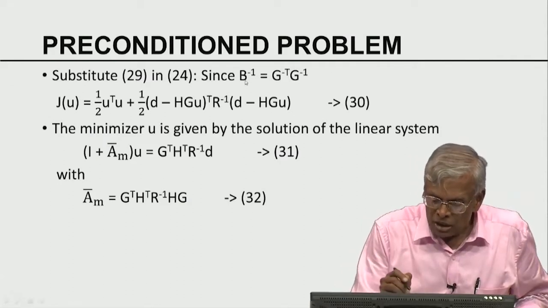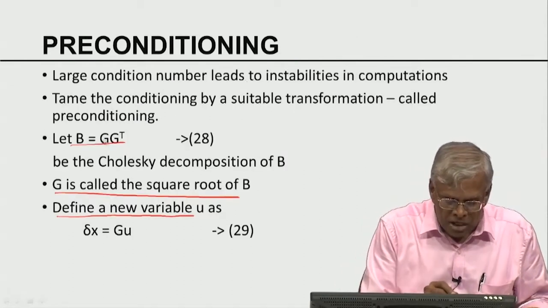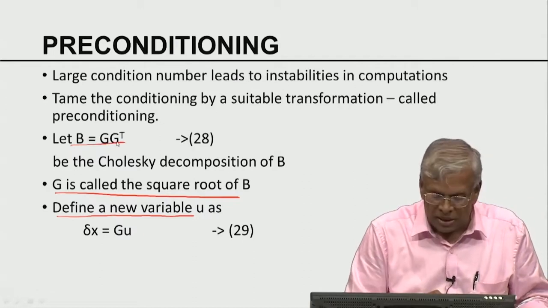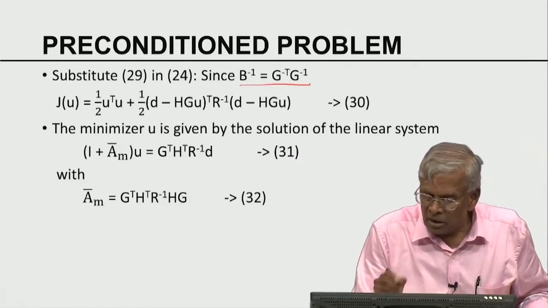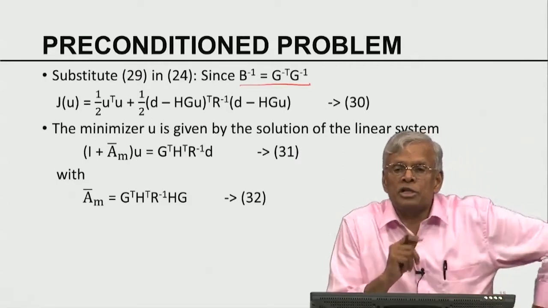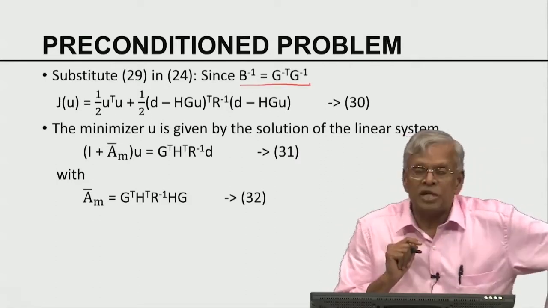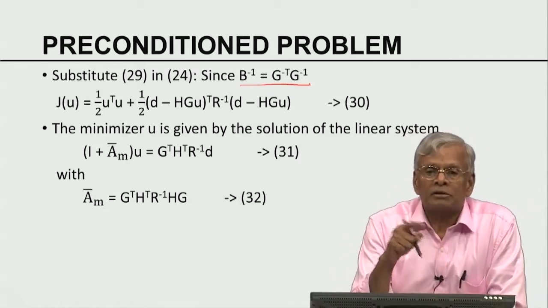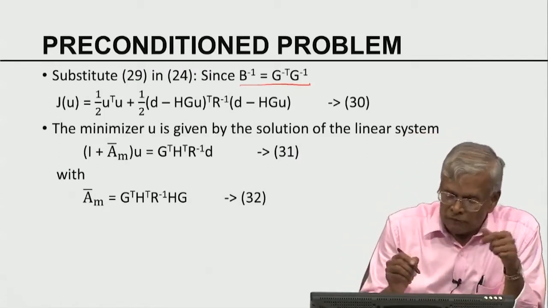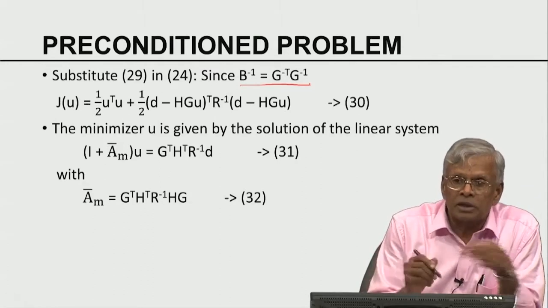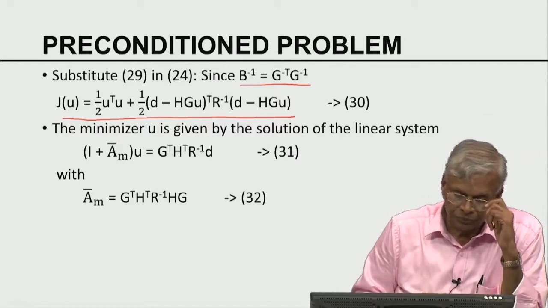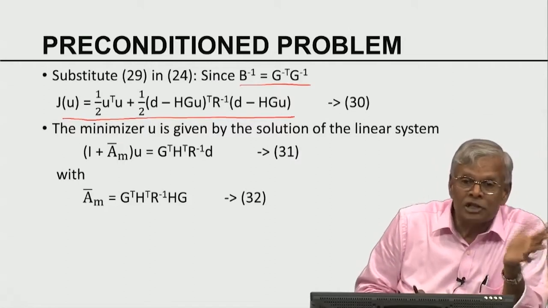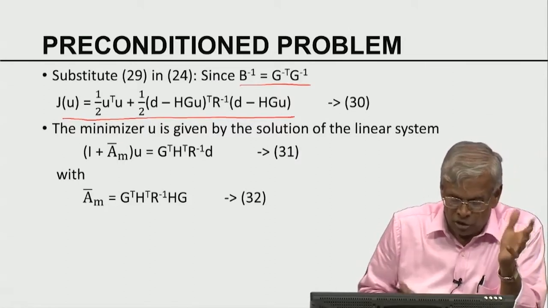Look at this now. If B is equal to GG transpose in 28, B inverse is going to be G minus T G inverse. Minus T means transpose of the inverse. So if I substitute this linear transformation, my JU becomes this. Look at this now. In the first term, there is no B. B is gone in the new variable.